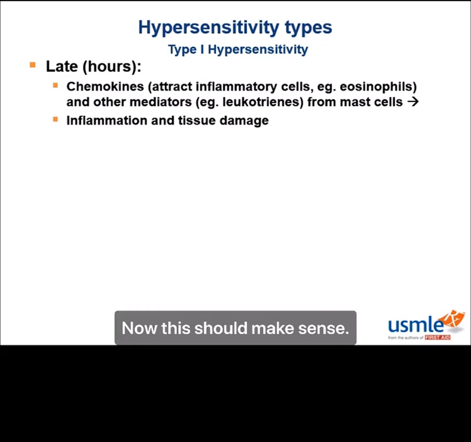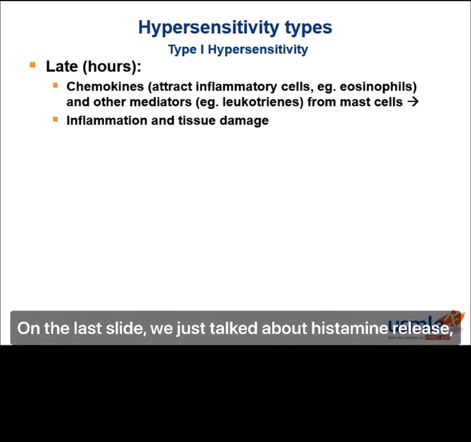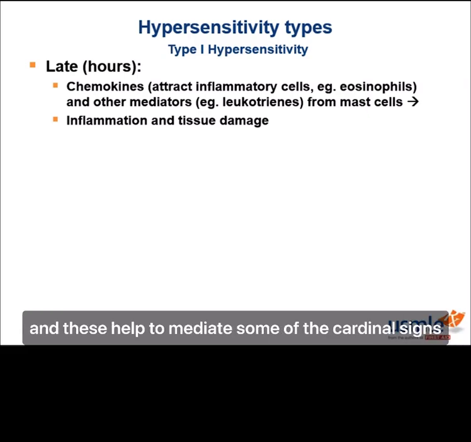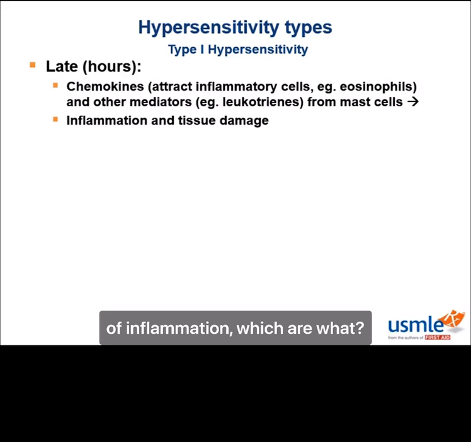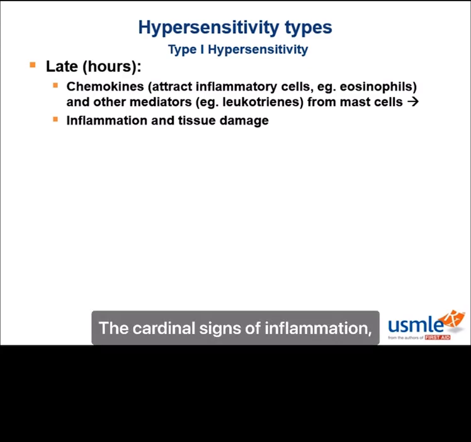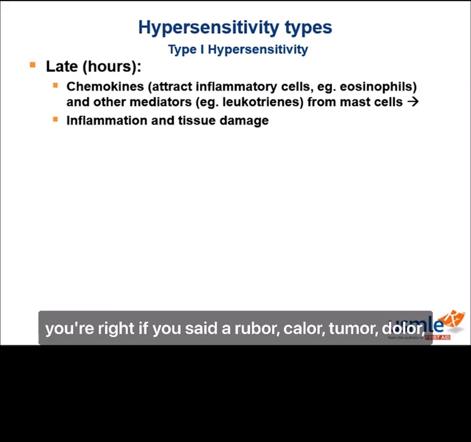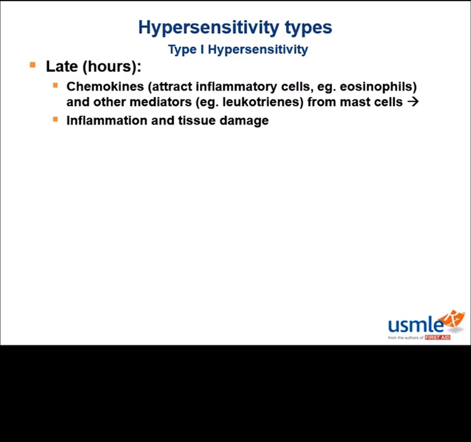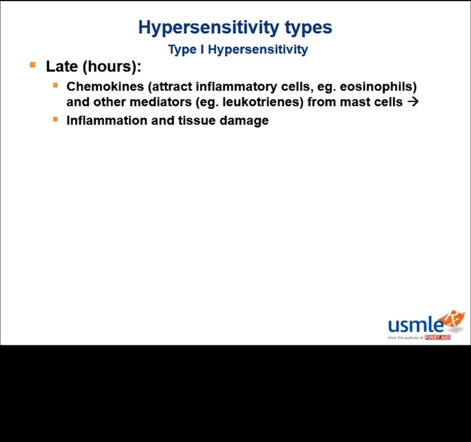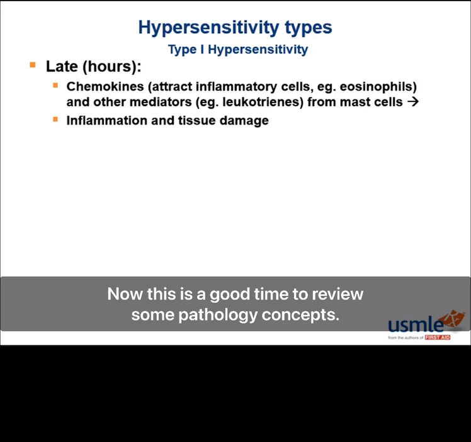Now, this should make sense. On the last slide, we just talked about histamine release, and now we're talking about leukotrienes, and these help to mediate some of the cardinal signs of inflammation, which are what? The cardinal signs of inflammation, you're right if you said, are rubor, calor, tumor, dolor, and functio laesa, or redness, warmth, swelling, pain, and loss of function. Now, this is a good time to review some pathology concepts.